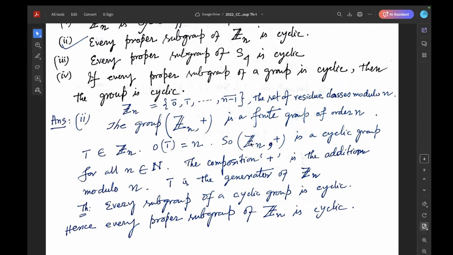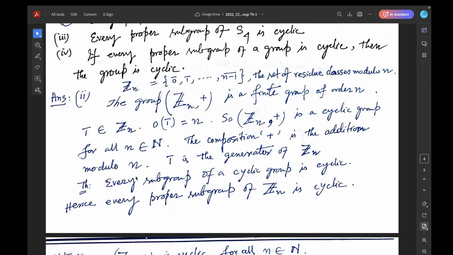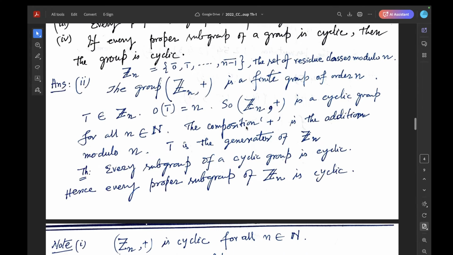So (Zn, +) is a cyclic group for all n belongs to N, the natural numbers. The composition plus is the addition modulo n. Class 1 is the generator of Zn, so we can generate any element by adding class 1. So class 2 = class 1 + class 1, and class 3 = class 1 + class 1 + class 1, adding three times. So class 1 is the generator of Zn.